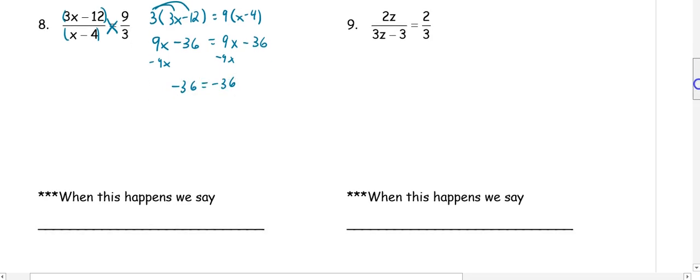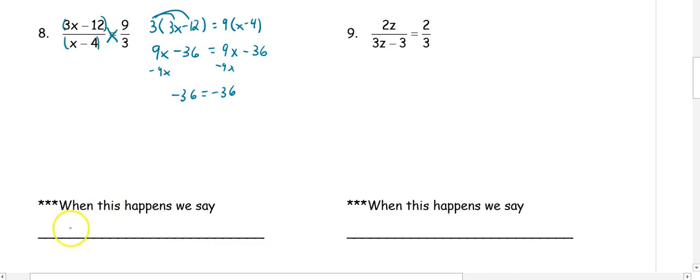Remember that this is a true statement, and when that happens, we say that there are infinitely many solutions.